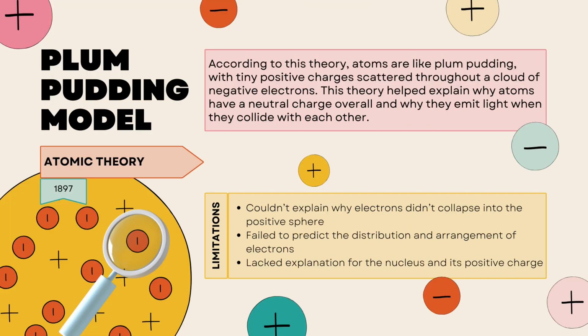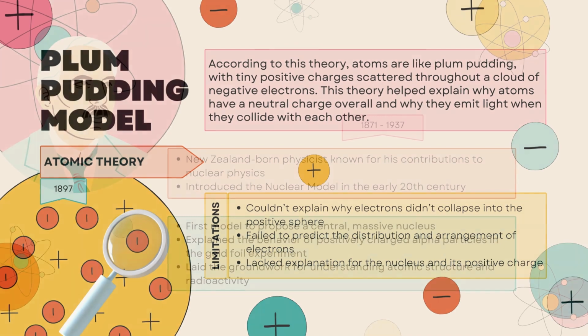Plum pudding model. According to this theory, atoms are like plum pudding with tiny positive charges scattered throughout a cloud of negative electrons. This theory helped explain why atoms have a neutral charge overall and why they emit light when they collide with each other. Limitations. Couldn't explain why electrons didn't collapse into the positive sphere. Failed to predict the distribution and arrangement of electrons. Lacked explanation for the nucleus and its positive charge.